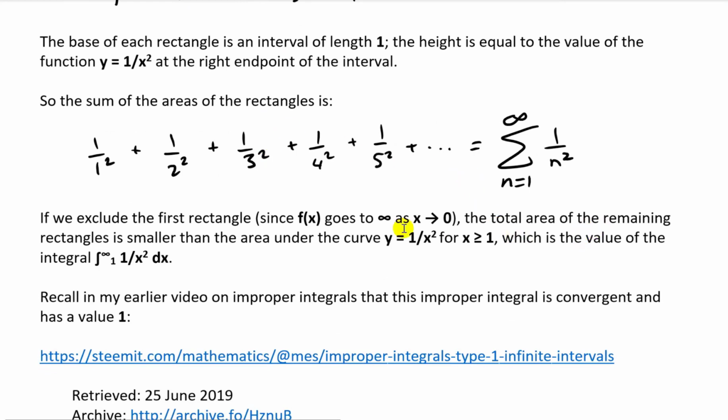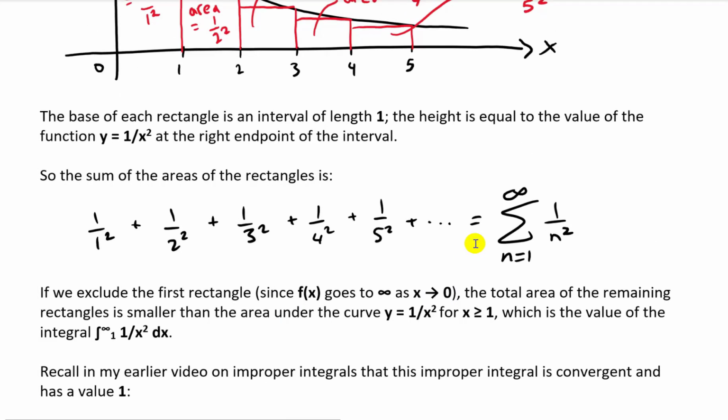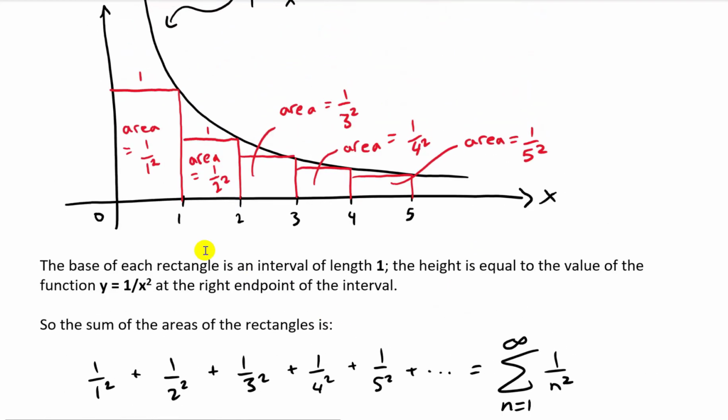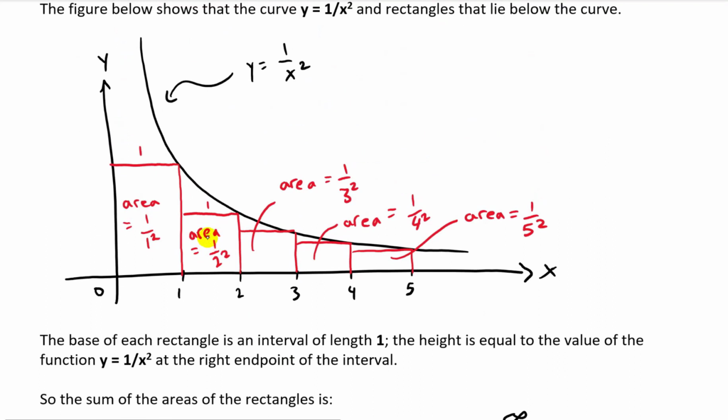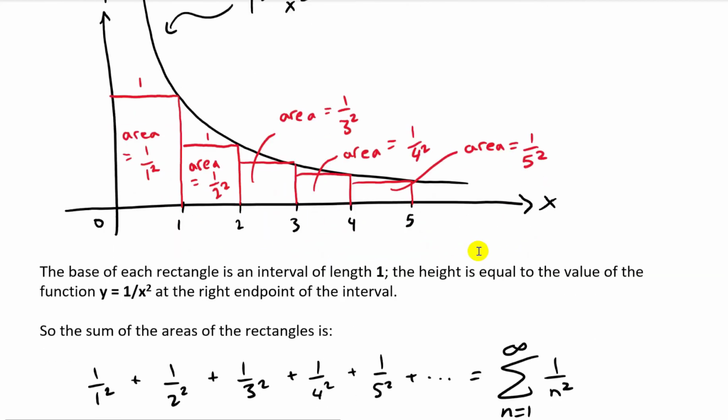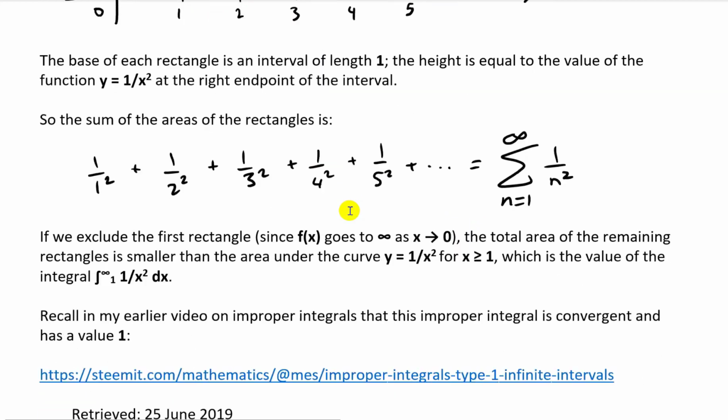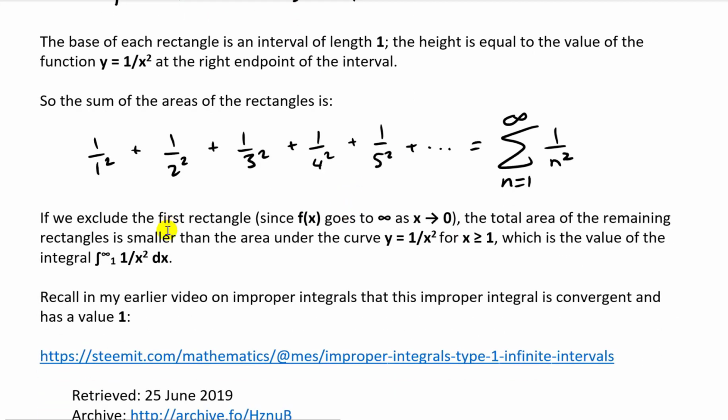So the total area of the remaining rectangles is smaller than the area under the curve y equals 1 over x squared, for x greater than or equal to 1. So if we look at these rectangles and sum them all up, they are going to be less than the area underneath this function, because you can see that there's a remainder in every single area. This gets smaller and smaller as it goes further and further.